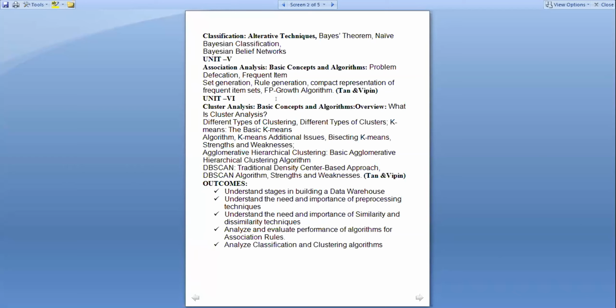So far, we have only one remaining unit, that is the 6th unit. So in today's class, we are going to discuss association analysis. Once again, we will revise the basic concepts and algorithms.